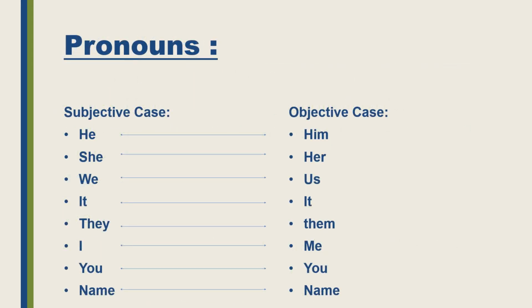Now we will revise the pronouns, the subjective case and the objective case. The subjective case is on the left side and the objective case is on the right side. The objective case of he is him, the objective case of she is her, we, us, it, they, them, I, me, you, you, same. You have to keep these in your mind while you are doing active passive voice. These will help you to change the voice.